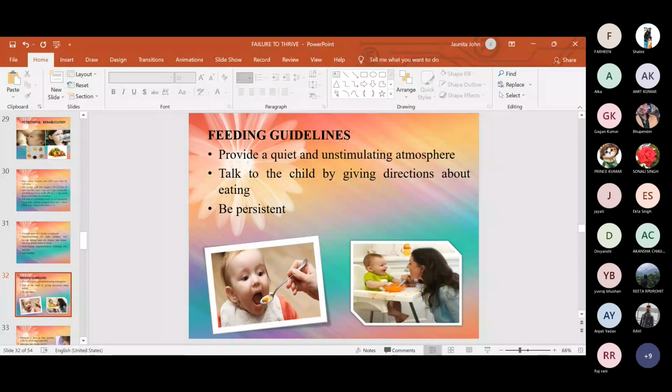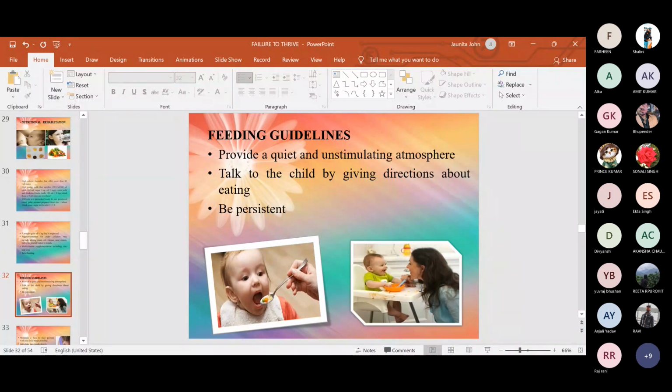Next, they are supposed to talk with the child by giving directions about eating. For instance, if a toddler is feeding himself or herself, खुद से खा रहे हैं, उस टाइम में the direction should be given कि ये माउथ में ले लो, स्पून से मिक्स कर दो, and then you eat, like that way you're supposed to say.